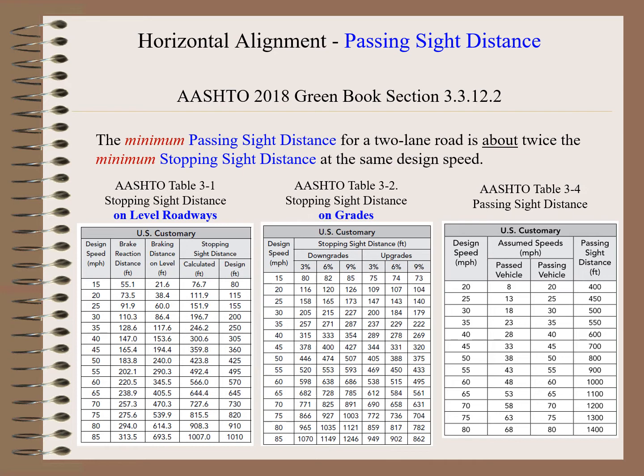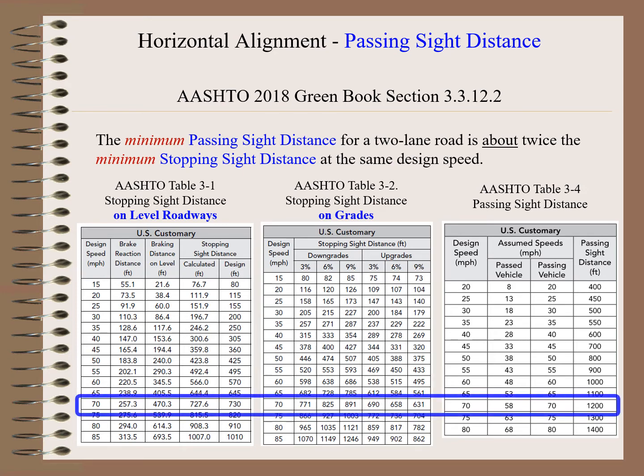The first two deal with stopping sight distance. The first one's on level roadways, the second's on grades, and then the last chart is the passing sight distance chart, table 3-4. If we look at a certain design speed, say 70 miles per hour, if you look at the distances, you'll notice that the passing sight distance is much longer. So therefore, we design with stopping sight distances in almost all cases.